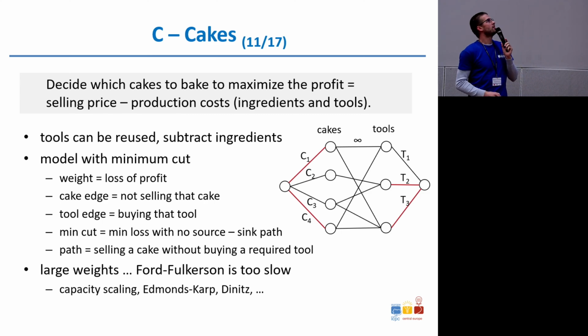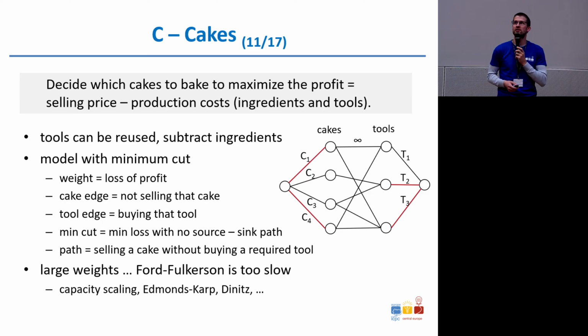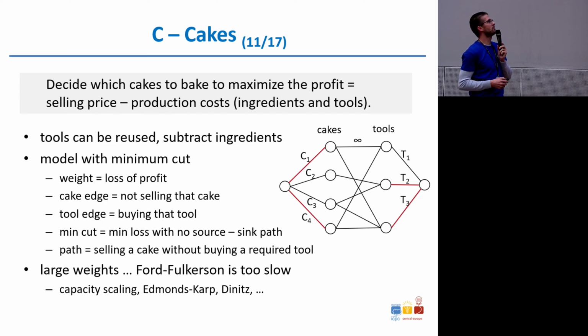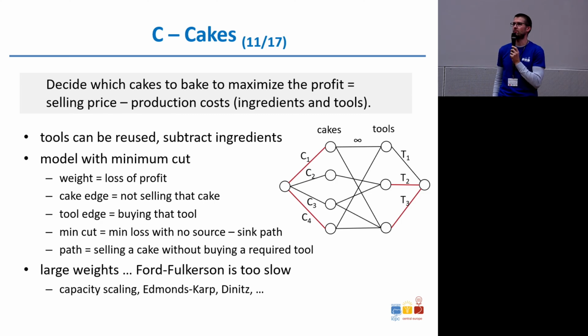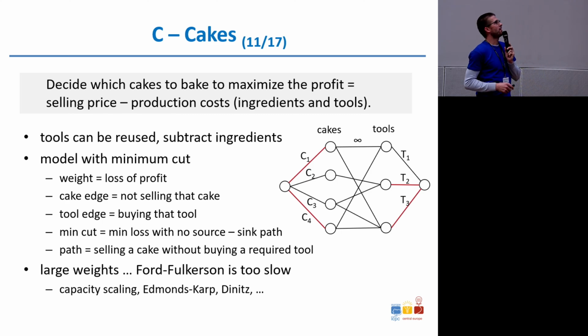Pretty well. Okay, cakes. So we were dealing with cakes. We had to decide which cakes to bake to obviously maximize the profit, where the profit was the selling price minus the production costs, and these production costs consisted of ingredients and the tools that we need to use to bake them. Okay, the trick was that tools can be reused, so this is a bit of a problem, but ingredients, we could just simply subtract them from the selling price and forget about them. Okay, and it's a relatively standard problem.